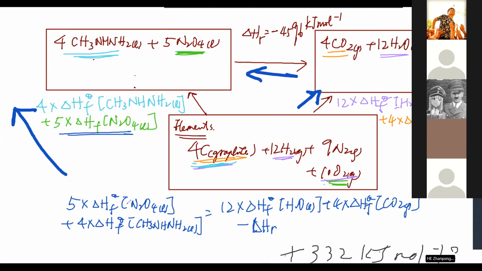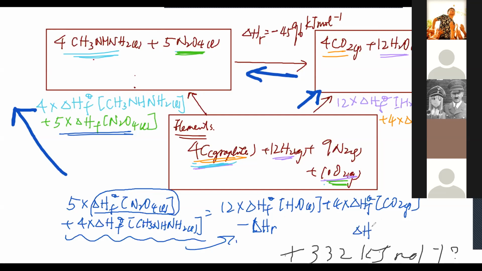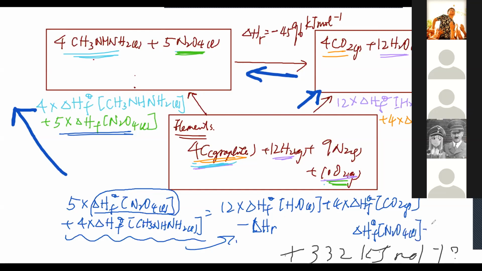So later on, what you're going to do, this one is unknown. This one, I would like to get it. So you are going to put this term onto the right-hand side and continue to solve. Okay, because it's too long, I don't want to write down too much for that. I just give you the answer. What is the answer? Delta H of formation of N2O4. What is that? Do you know the answer?